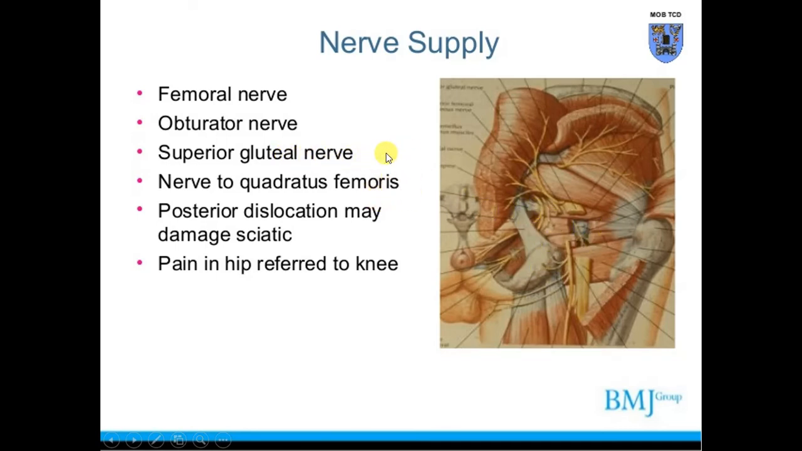And if there is dislocation of the hip joint, posteriorly is the sciatic nerve, which can be damaged.